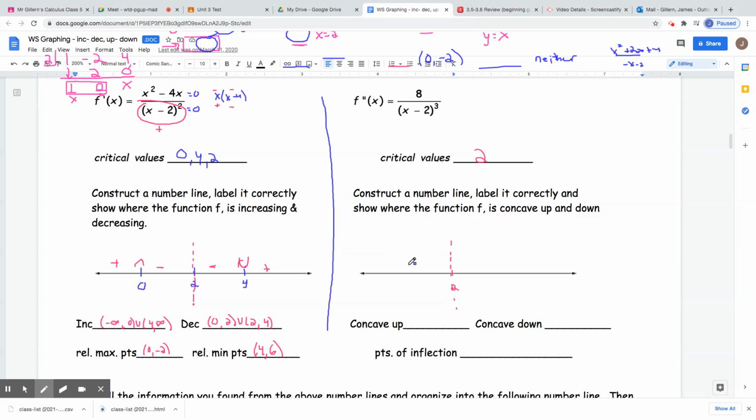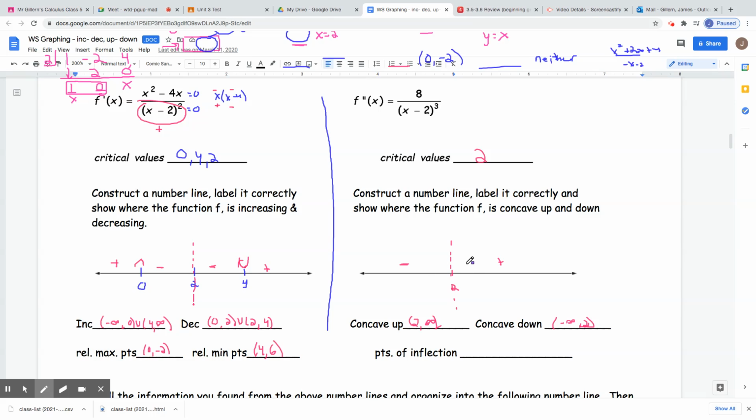When you plug in something less than 2, like 0, negative 2 cubed is still a negative. So that's a negative. The top's always positive. Anything bigger than 2 gives me a positive. So I'm concave up from 2 to infinity and concave down from negative infinity to 2.